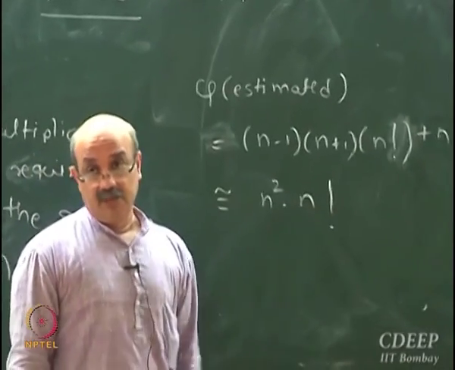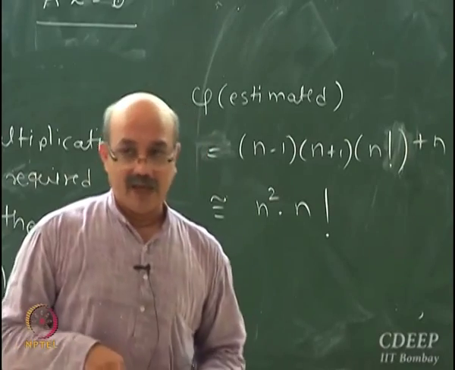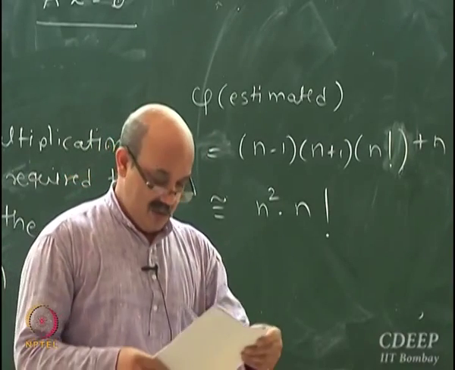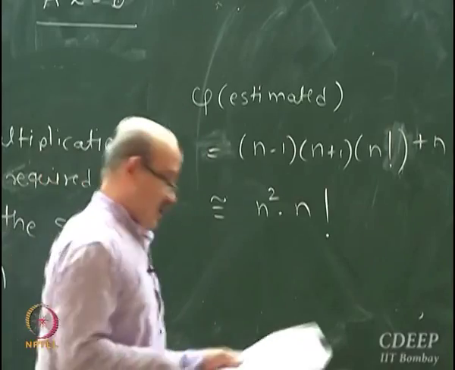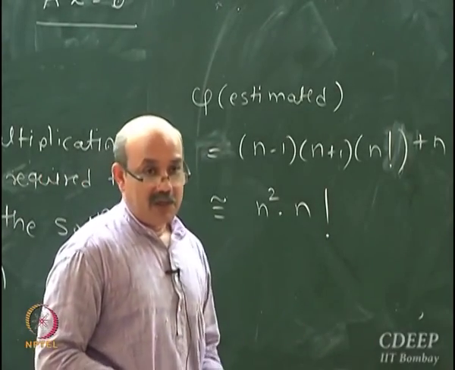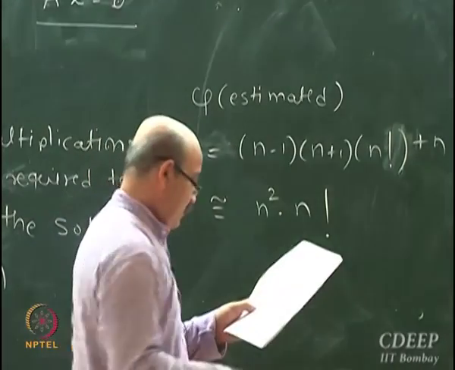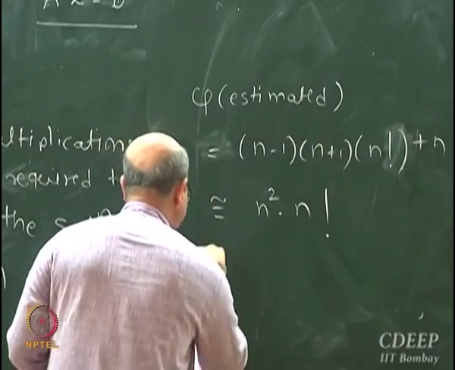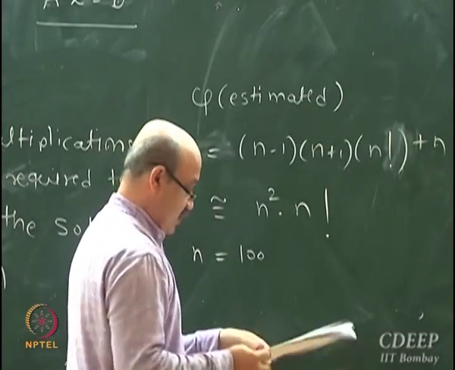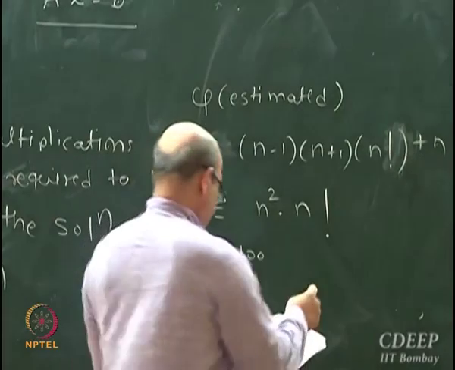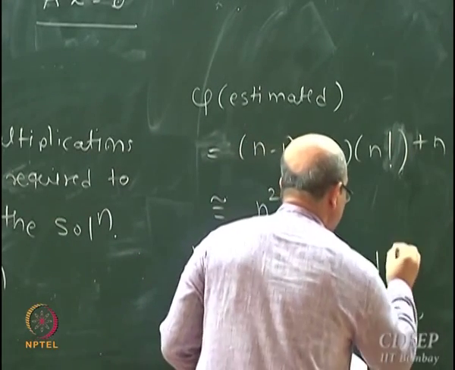This is the estimated number of operations, divisions and multiplications, for Cramer's rule. I am not going to derive this, you just accept this number right now. I am just going to give you an estimate of what can happen if you try to use Cramer's rule for a matrix of moderate size, 100 by 100. If you take n equal to 100, this data I have taken from Professor S.K. Gupta's book, you can show that psi is close to 10 to the power 162.